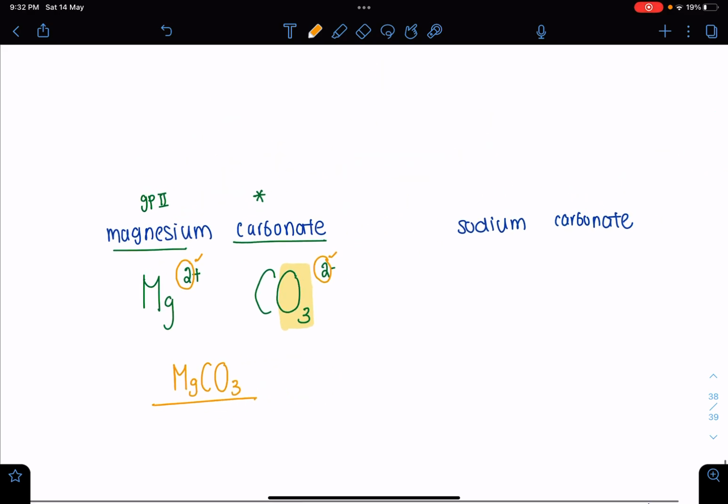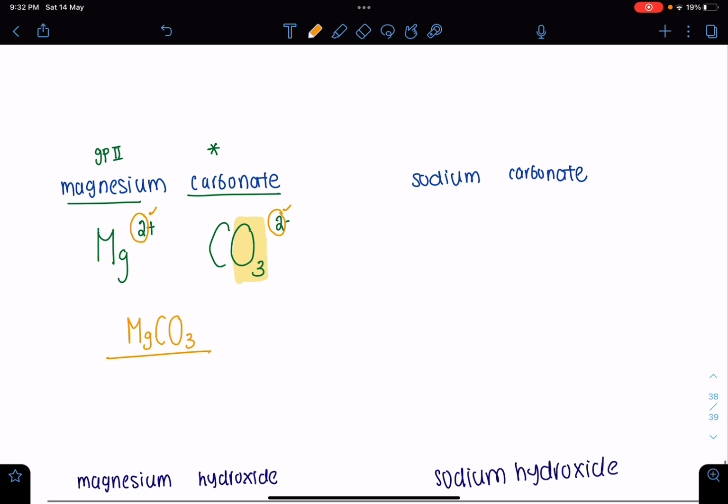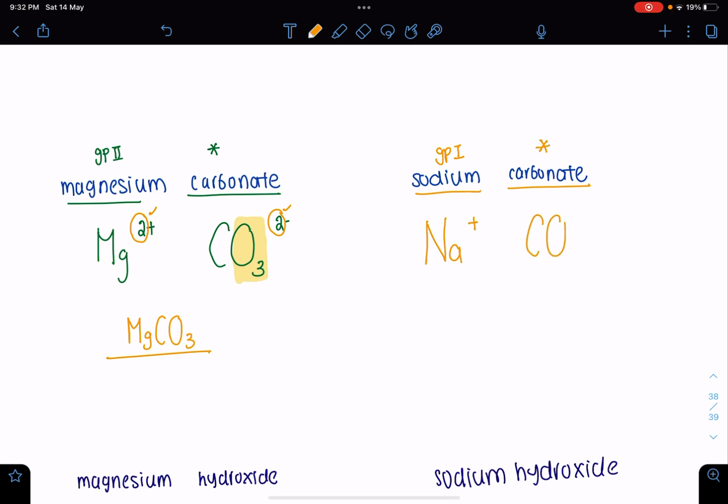Now let's take a look at the fourth example. Here I have sodium carbonate. Sodium is in group 1, so that means it's a +1 charge. Carbonate you have to memorize. So this is CO3 2-.